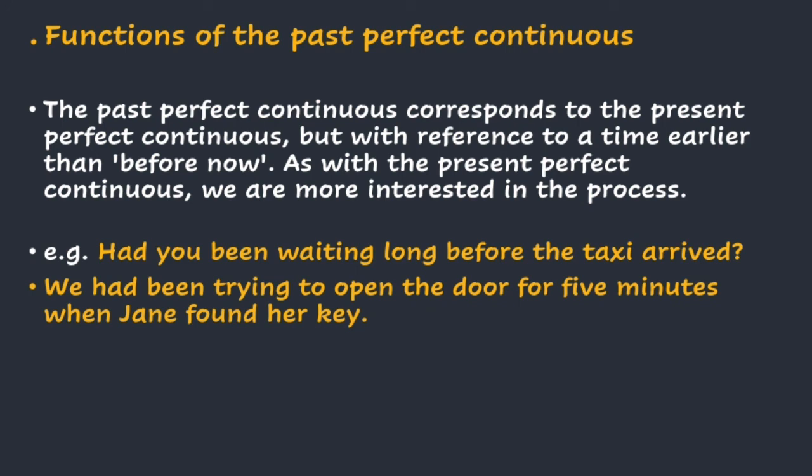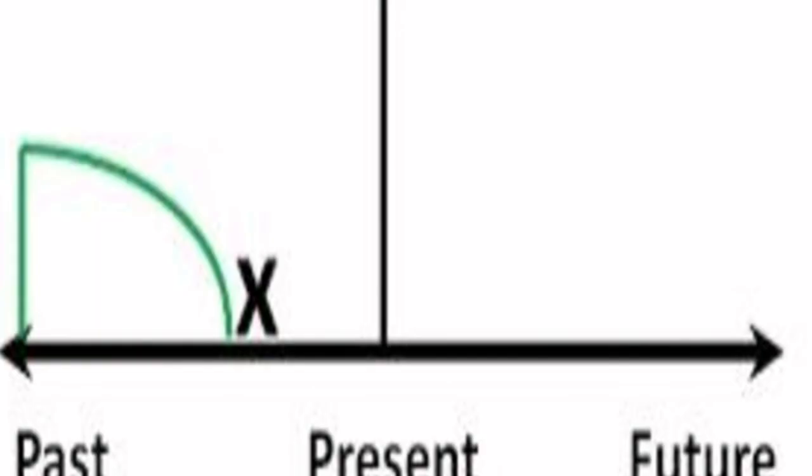When do we use the past perfect progressive? Functions of the past perfect progressive: it corresponds to the present perfect continuous, but with reference to a time earlier than now. As with the present perfect continuous, we are more interested in the process. Here are some examples. Had you been waiting long before the taxi arrived? We had been trying to open the door for 5 minutes when Jen found her key. Look at the timeline to understand the past perfect progressive more. An action started in the past and continues up to another point in the past.